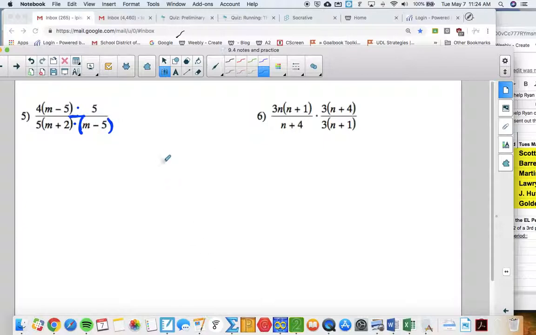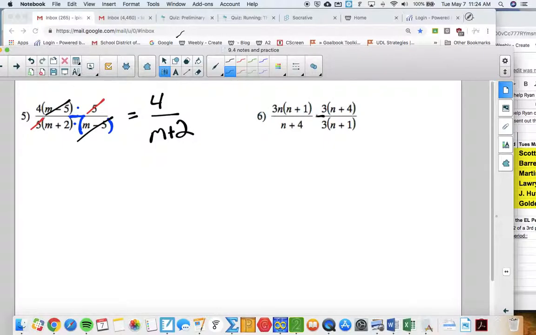So it's m plus 2 times all of this. I could put the 5 in parentheses too if I wanted to, but there's only one term there, so you don't have to parenthesize it. So now everything's completely factored. So now I can start cross-canceling the 5 and the 5, and the m minus 5 and m minus 5. So on top that leaves me with 4, and on the bottom it leaves me with m plus 2. There we are. That's it.